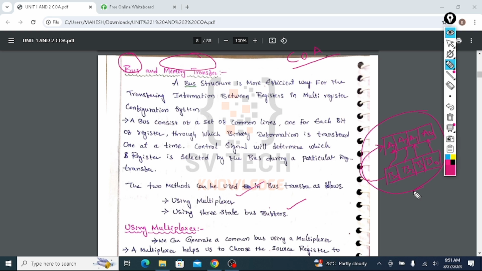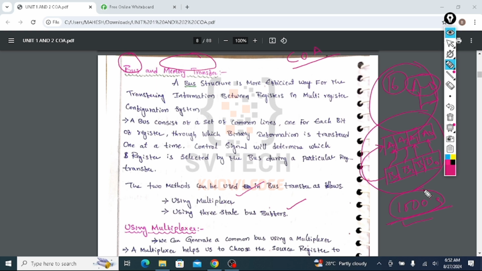But in our computer we have a 16-bit register, and if we want to transfer data from A to B, then we need 16 lines: A0 to B0, A1 to B1, A2 to B2, up to A15 to B15. Like this, 16 lines we will need. But in our computer processor we have thousands of registers. So to transfer data from one register to another register, we need lakhs of lines.